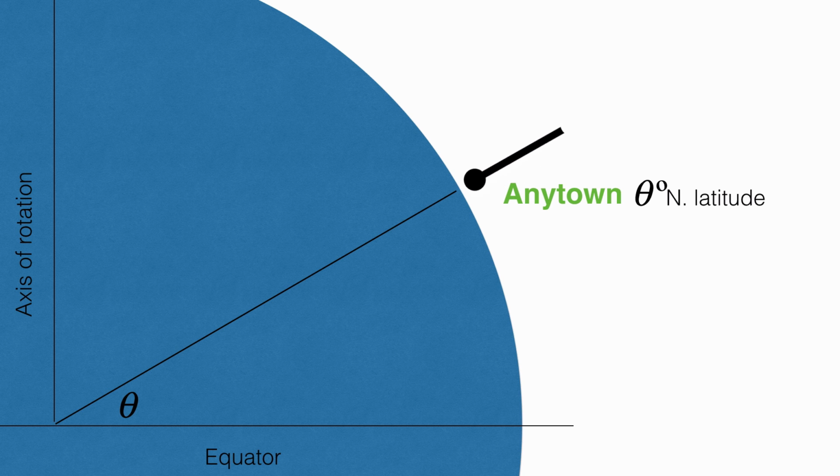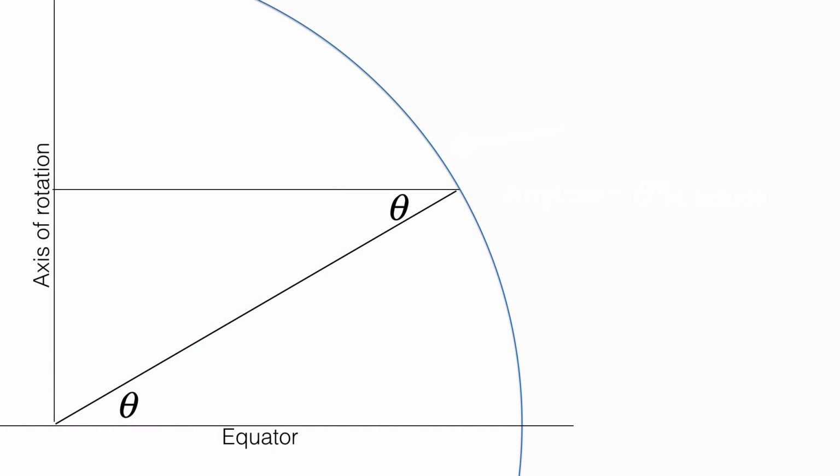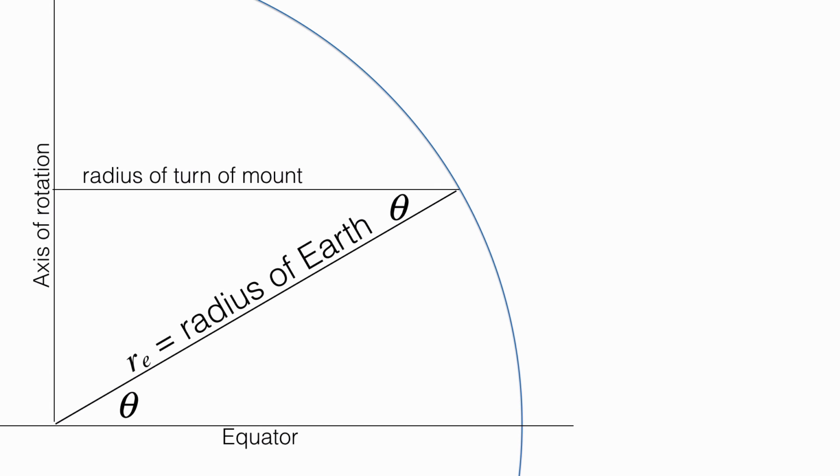Right. So some town at theta degrees north latitude. There's our north-south swinging pendulum, and we're going to run the exact same procedure. So we'll speed things up a little bit. We'll have r sub e as the radius of the Earth. Now we need to find the radius of the turn of the mount. Well, that's going to be using trig. It'll be based on cosine of theta.